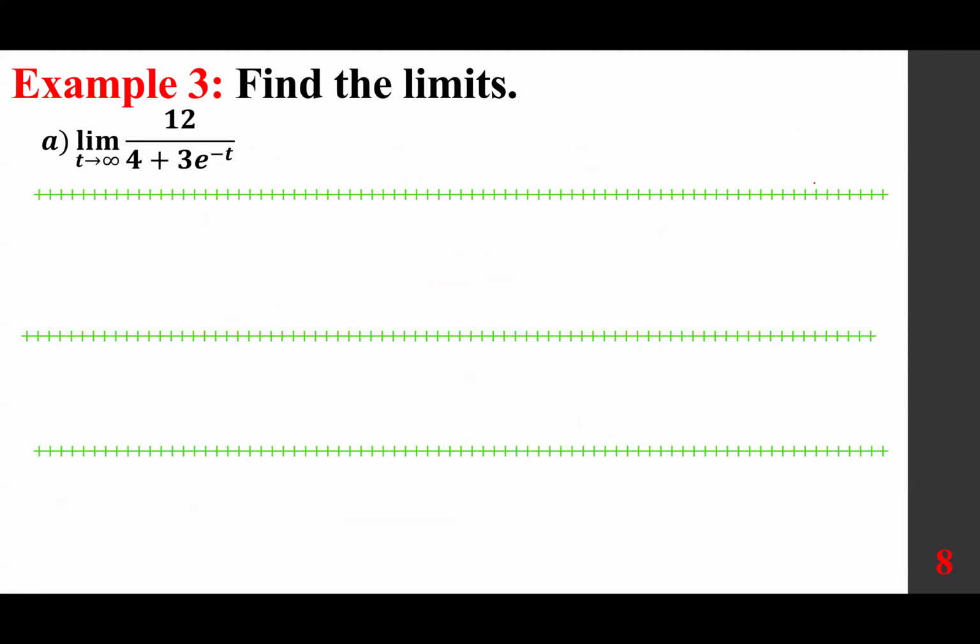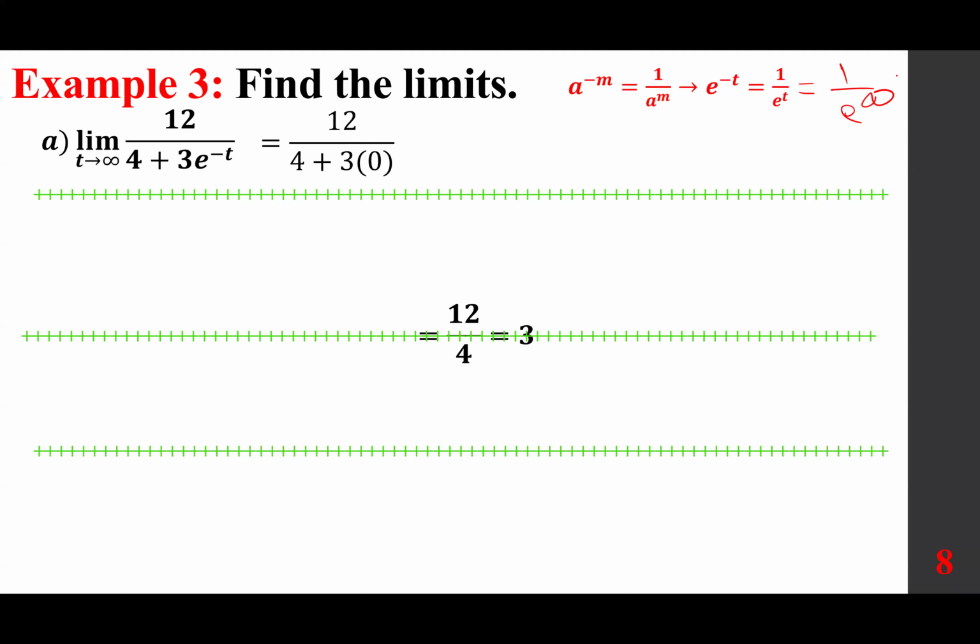To find the limit, we plug in. E to the power of minus t as t approaches infinity becomes 0. Why is that? The negative exponent indicates a to the power of minus m is 1 over a to the power of m. So e to the power of minus t is 1 over e to the power of t, and it becomes 1 over e to the power of infinity, or 1 over infinity, or 0. The answer is 12 over 4, or 3.